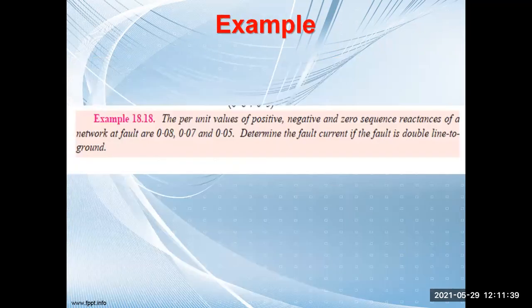Next problem, the per unit values of positive, negative, and zero sequence reactances of a network of fault are 0.08, 0.07, and 0.05. Determine the fault current if the fault is double line to ground. So now the next problem is related with the double line to ground. So for the double line to ground fault, you need to calculate what should be the fault current. Now here the per unit values of the reactances are given. Okay, that is 0.08, 0.07, and 0.05.